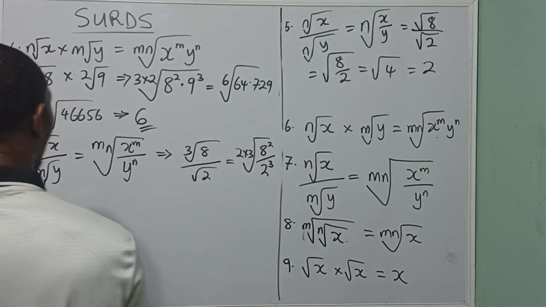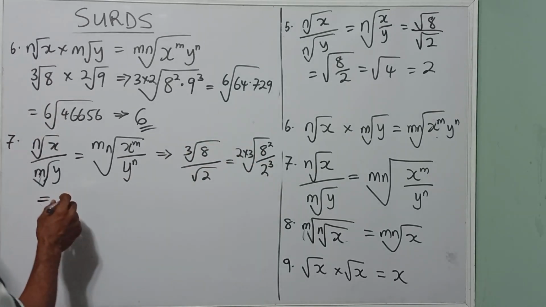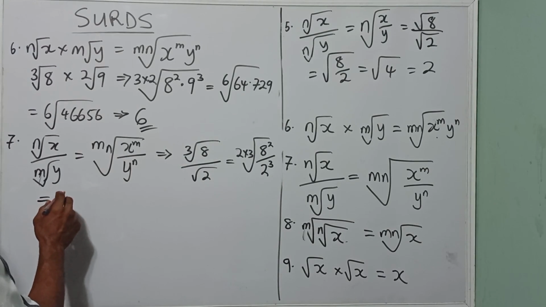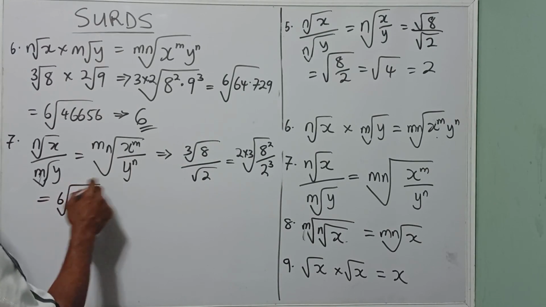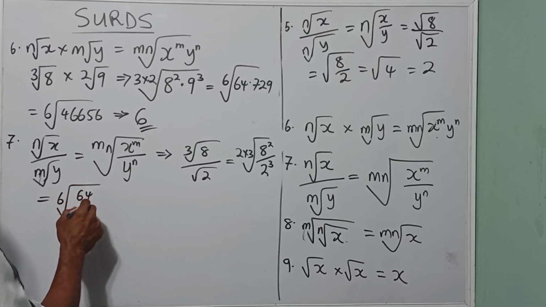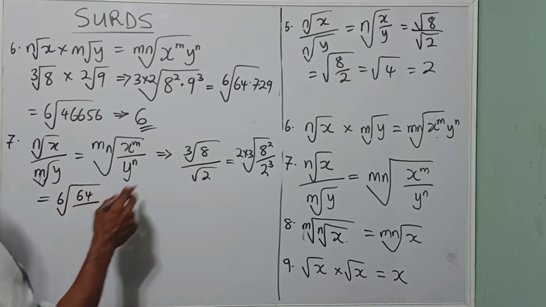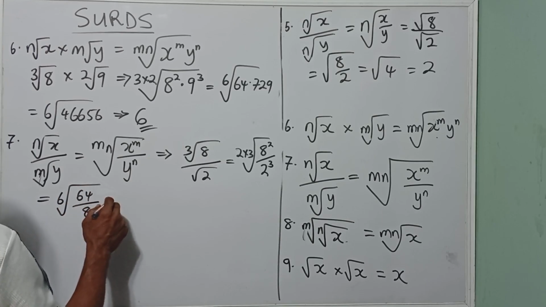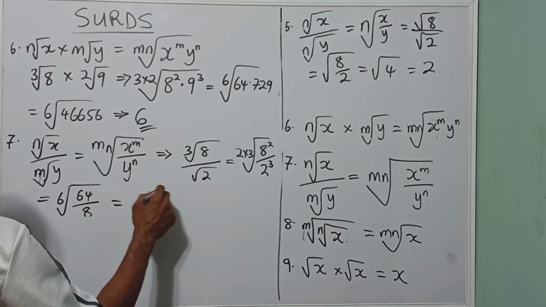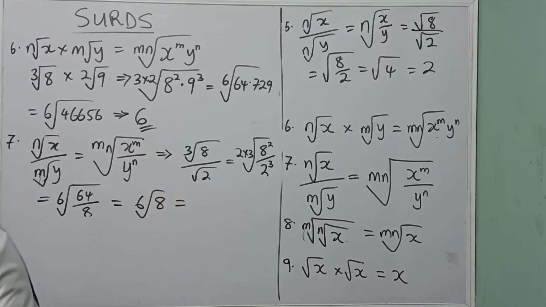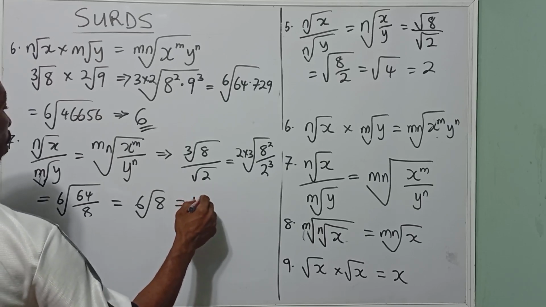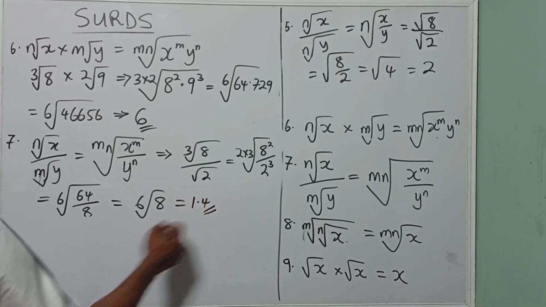So having this here, 6 root of 8 raised to the power 2 will give us 64, all over 2 raised to the power 3, which will give us 8. So this becomes the sixth root of 8. And the sixth root of 8 will give us what? The sixth root of 8 will give us 1.4. So this becomes 1.4, or we can leave it as the sixth root of 8.